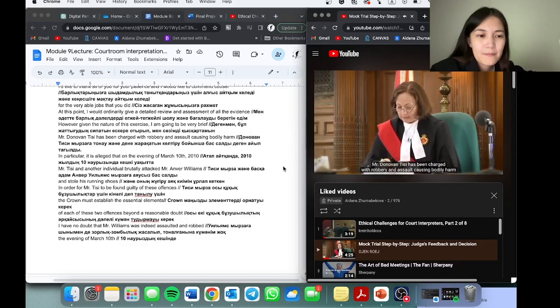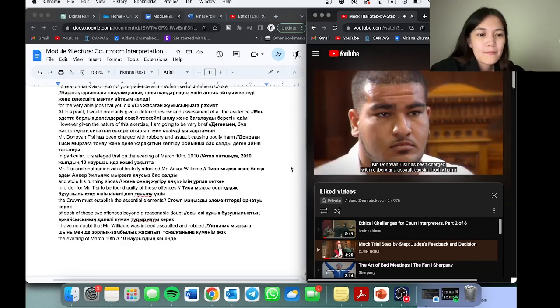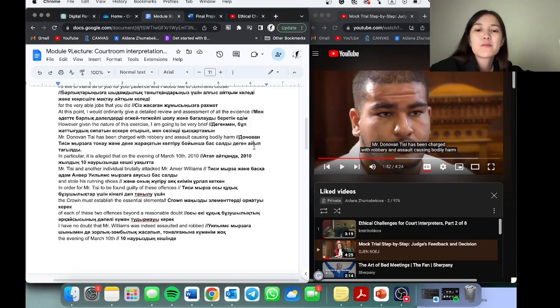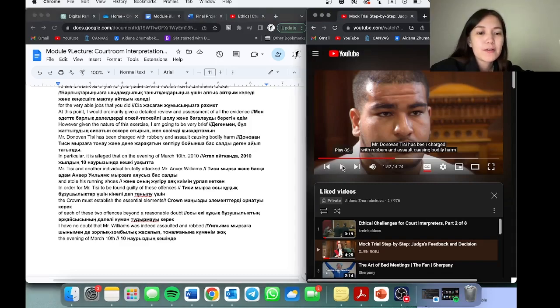Mr. Donovan Tissey has been charged with robbery and assault causing bodily harm. Donovan Tissey is the main defendant in this court case, and you will be provided with the names of people attending the court case, and then you will be introduced to them. So don't worry about remembering all of these names. This is one of the steps of preparation for the interpretation.